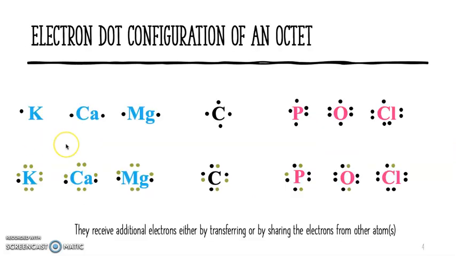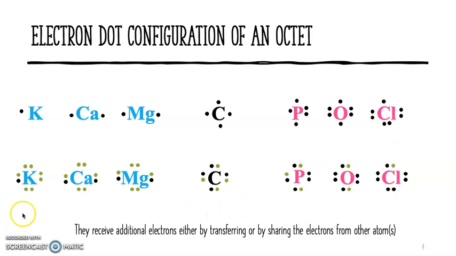So let's go back to the electron dot configuration of an atom that you learned in the previous chapter. When you write the electron dot configuration of an atom, you use the valence electrons and put them around that atom. For example, potassium has 1 valence electron, so you put 1 dot. Magnesium has 2 valence electrons, so you put 2 dots. Carbon has 4, so you put 4 dots. Chlorine has 7 valence electrons, so you put 7 dots.